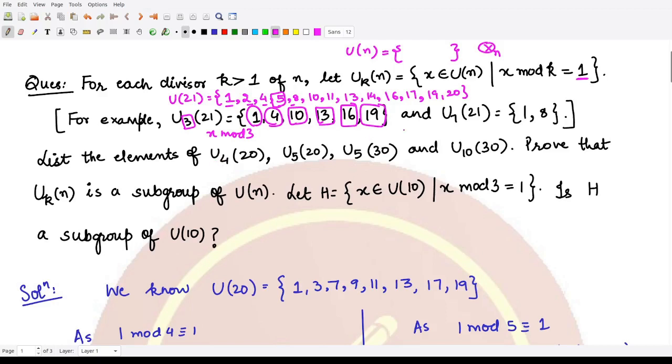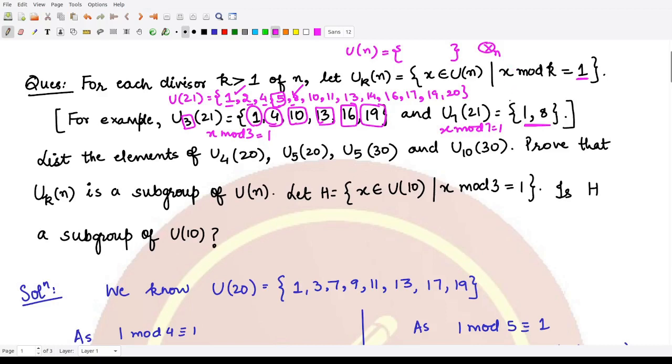Similarly, what about U_7(21)? We are looking for all those elements x such that x mod 7 is equal to 1. Once you calculate it, you see that only the numbers 1 and 8 satisfy this condition, so we have kept them here. So this is the way we perform this calculation.